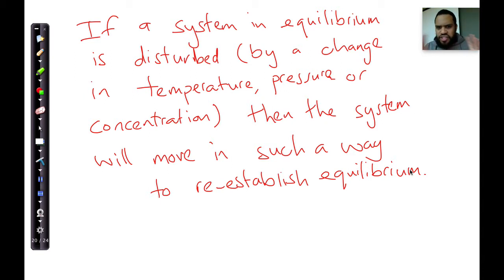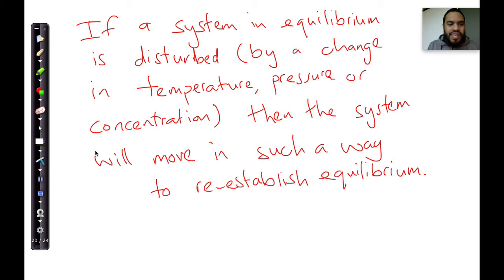And you could change the pressure, you could up the pressure. What Le Chatelier's principle really says is, this is an equilibrium, this is a balance. If I increase the pressure, the system wants to decrease the pressure, right? If I increase the temperature, the system wants to decrease the temperature. If I up the concentration of a reactant, the system wants to decrease the concentration of a reactant. That's really what Le Chatelier's principle is all about.